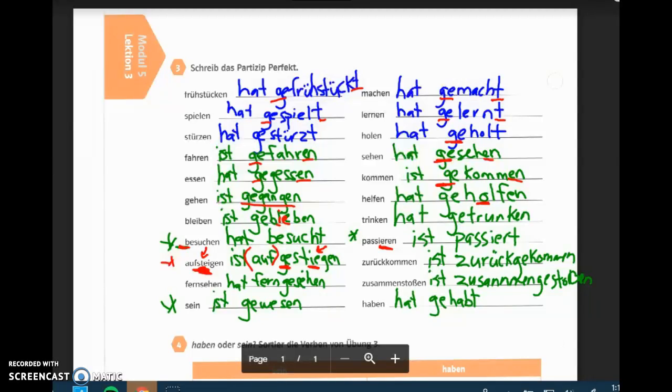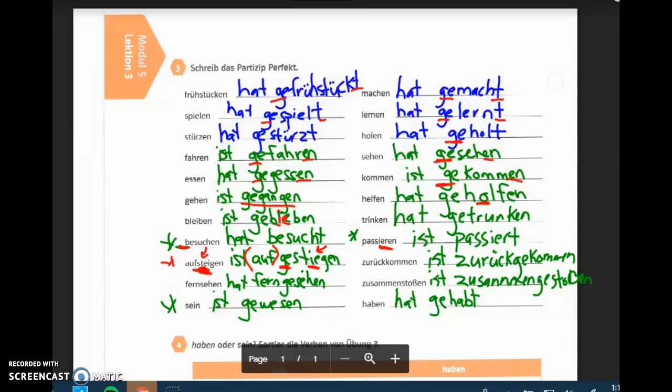Gehen, ist gegangen. Helfen, hat geholfen. Bleiben, ist geblieben. Trinken, hat getrunken. Besuchen, hat besucht. Passieren, ist passiert. Aufsteigen, ist aufgestiegen.